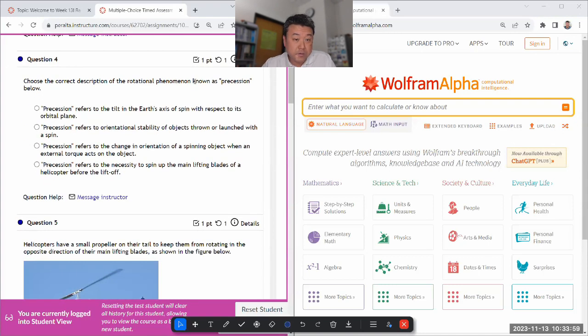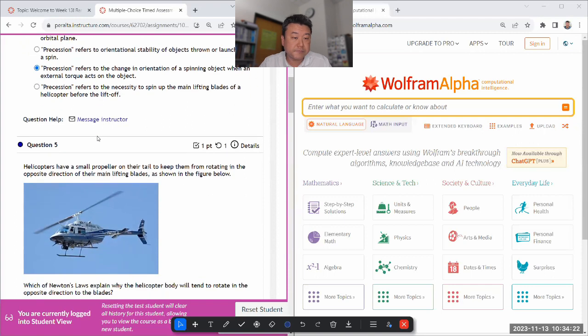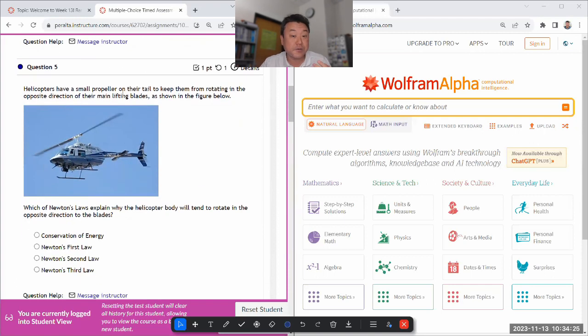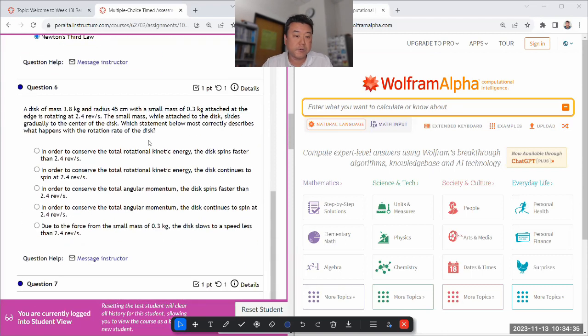Choose the correct description of precession. Precession doesn't refer to the tilt, although it could refer to a changing of the tilt. Orientational stability, no, not really. Changing of a spinning object's orientation, yeah, this is it. It's the bicycle one. Necessity of, no. That doesn't really have a name other than reaction torque. Which of Newton's laws explains why things tend to rotate the opposite way? Newton's third law, the law of interaction, the action-reaction torque.